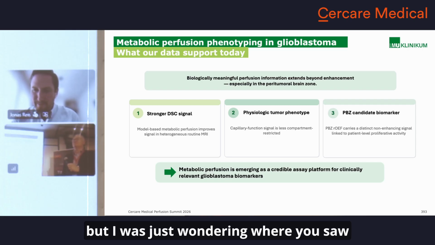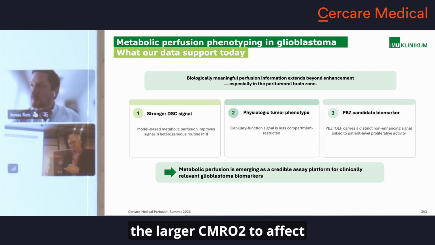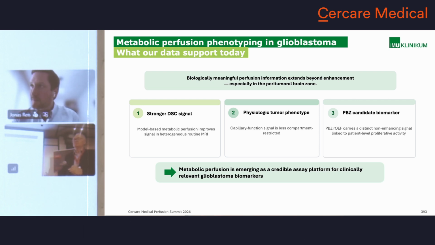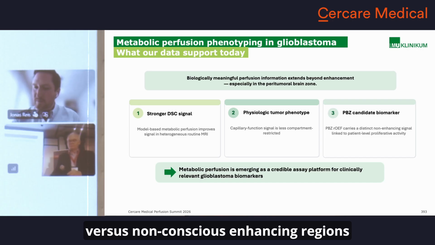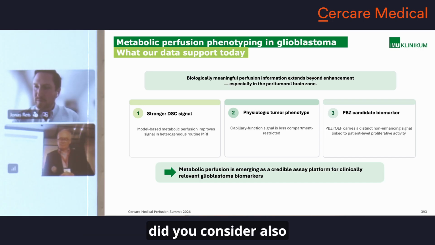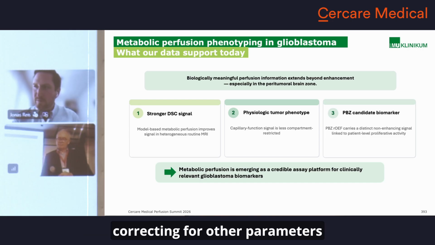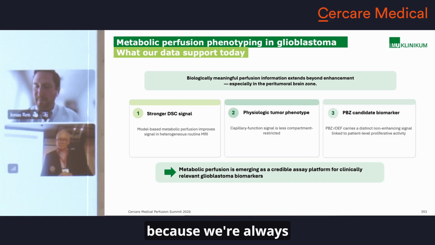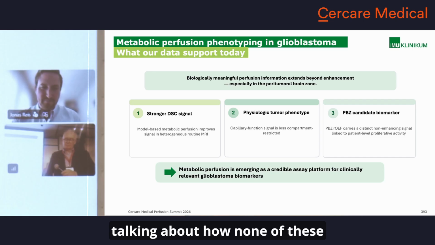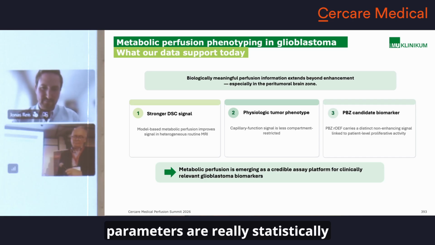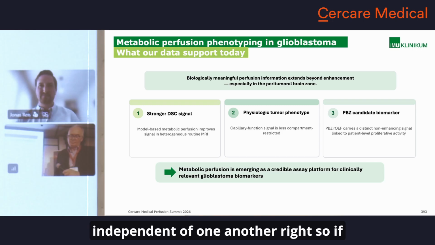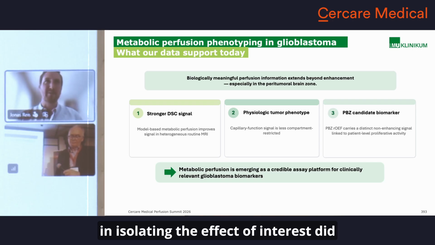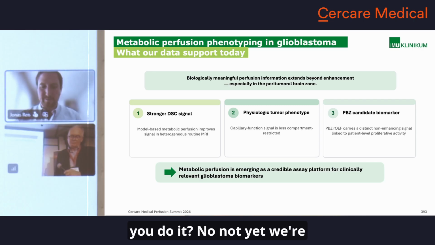But I was just wondering where you saw the larger CMRO₂ effect in the contrast enhancing versus non-contrast enhancing regions. Did you consider also correcting for other parameters that we already know, like CBV, for example? Because we're always talking about how none of these parameters are really statistically independent of one another, right? So if we're really interested in isolating the effect of interest, did you do it?